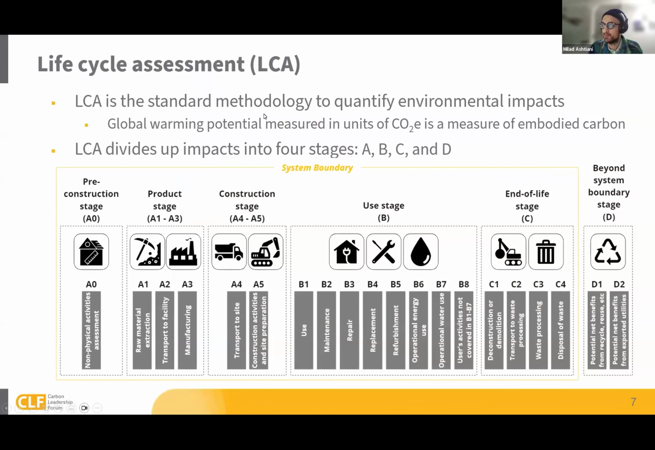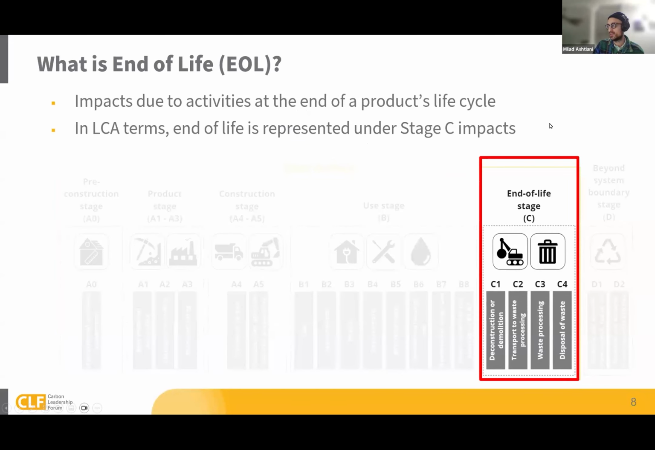Some background: I'm pretty sure all of you are familiar with LCA. LCA is the standard method to quantify environmental impacts, and our focus at CLF, as the name suggests, is on global warming potential, which is measured in units of embodied carbon, or CO2 equivalent. For those of you familiar with LCA, it consists of basically 4 major stages: A, B, C, and D. Our focus was essentially on stage C impacts, end of life impacts. Whatever happens at the end of life of a product or a system is captured within this module.